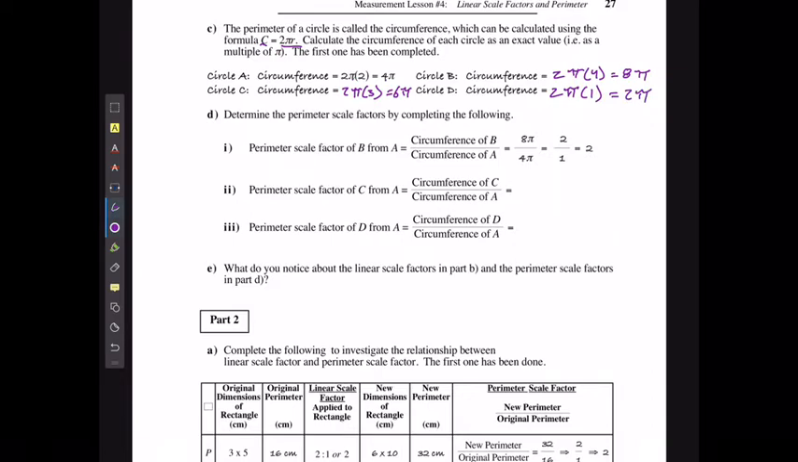If I'm looking at the ratio of the circumferences, well, 8 pi over 4 pi, the pi's will cancel out, and I'm going to get 2 over 1, or 2. For C over A, it's going to be 6 pi over 4 pi, which would be the same as the pi's will cancel out, and 6 over 4 is the same as 3 over 2, or 1.5. And I'm sure you can guess where this is going. For the last one, it's going to be 2 pi over 4 pi, which is the same as 1 over 2, or 0.5.